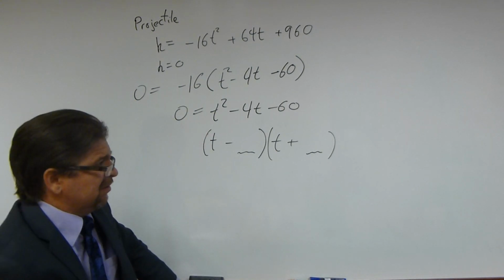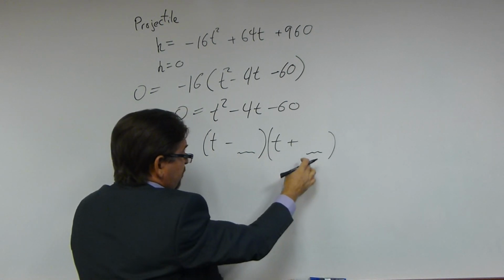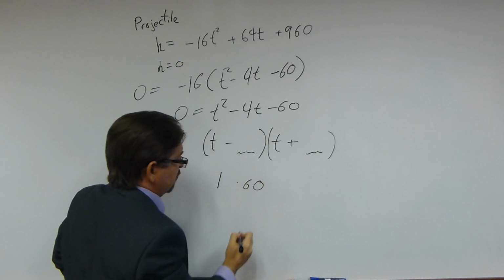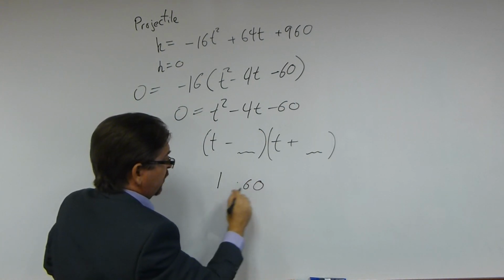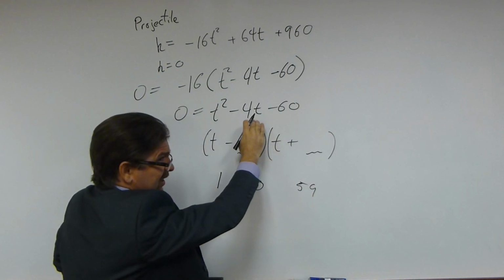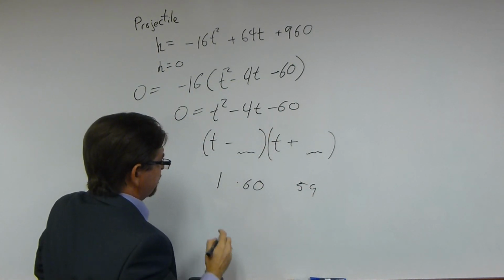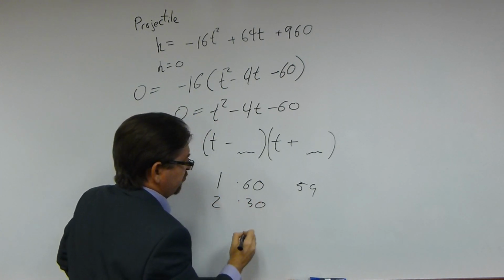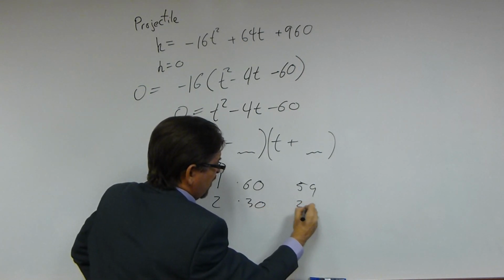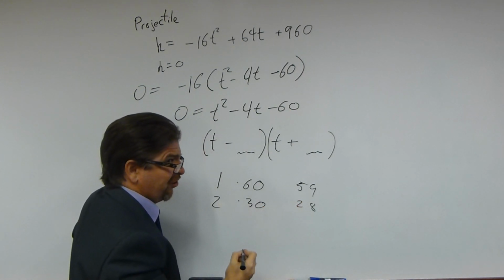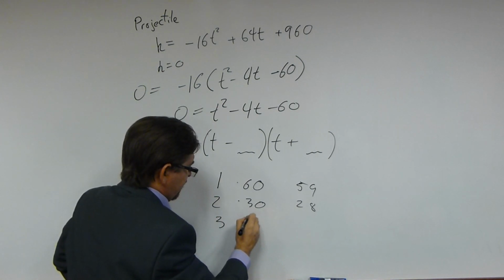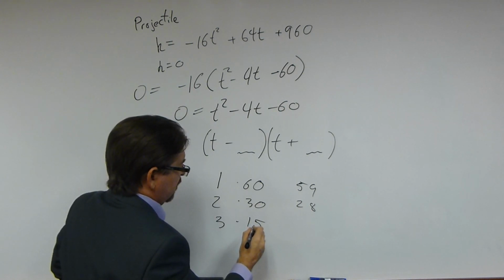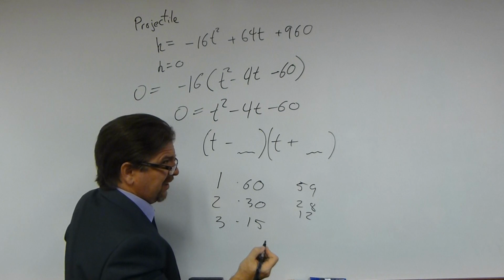We could have a plus and a minus, but that's just switching things around. How do we solve this? How many things can we multiply to get 60? Well, we could do 1 times 60. The difference of that would give us 59. But we need negative 4, so that's not going to work. 2 times 30. Difference of those would be 28. And that's not going to do the job. That's still too large. 3 times 15. Difference of those would be 12. Closer, but not what we need.